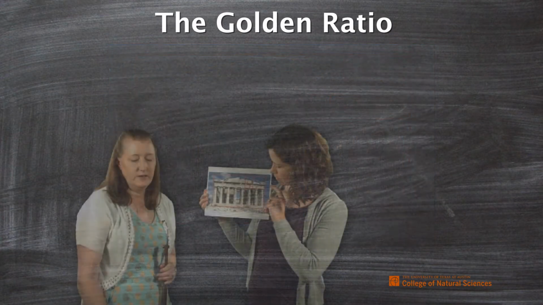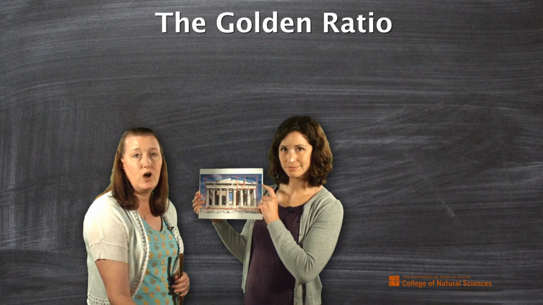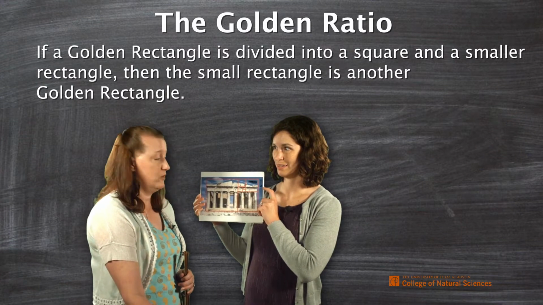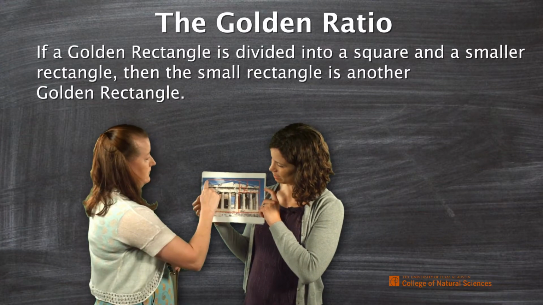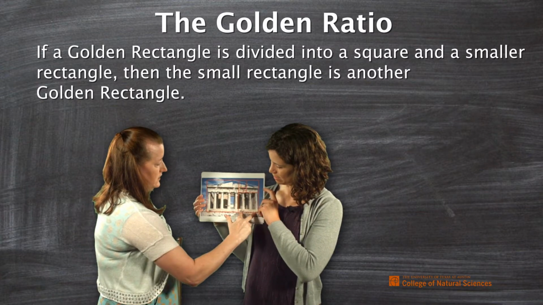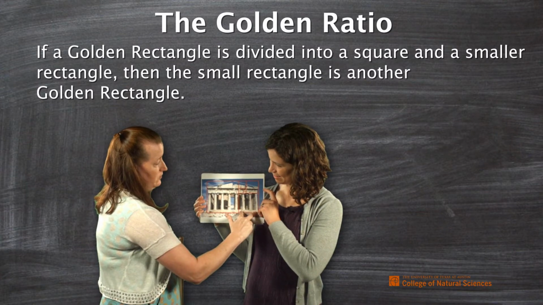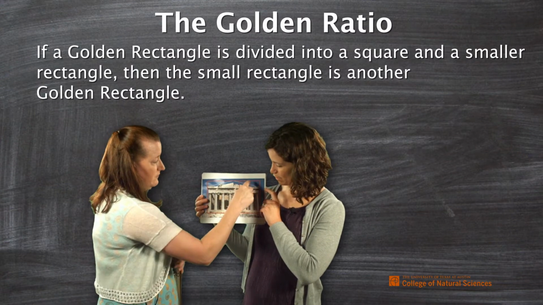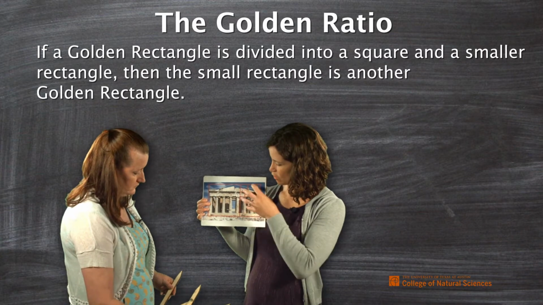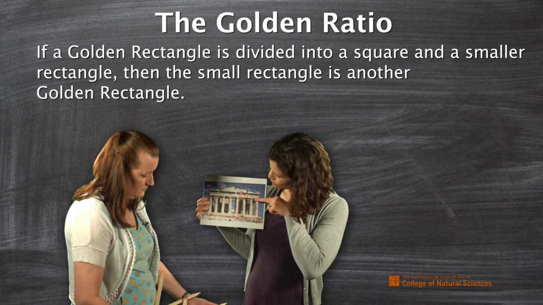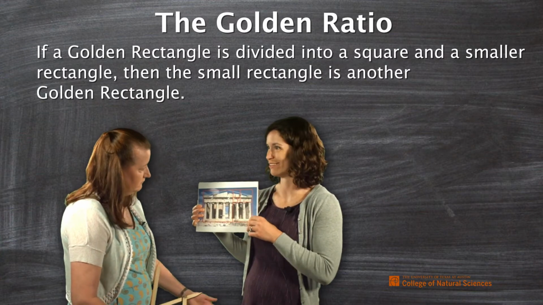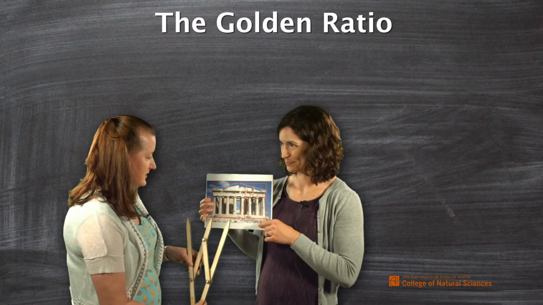Additionally, if you start with a golden rectangle, you can always subdivide any golden rectangle into a square and a smaller golden rectangle. Notice here, we've divided the entire outline of the Parthenon into a square and a smaller rectangle. This smaller rectangle is also a golden rectangle, and you can keep that process. You pretend you're cutting off perfect squares and always the leftovers are a golden rectangle. Then you cut off another square, you have a golden rectangle. You cut off another square, you have a golden rectangle. It can go forever.